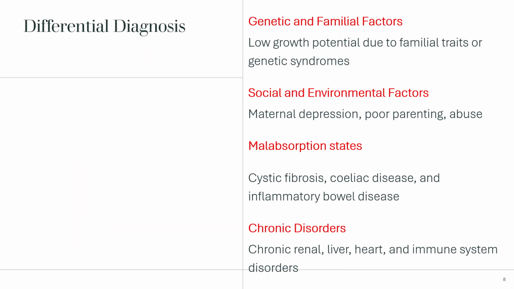So what are the differential diagnoses in a child with faltering growth? It may be genetic or familial, low growth potential due to familial traits or genetic syndromes. It may be social and environmental, like poor parenting, maternal depression, child abuse. It may be also due to malabsorption states like cystic fibrosis, celiac disease, and inflammatory bowel disease, or chronic disorders like chronic renal, liver, cardiac conditions.